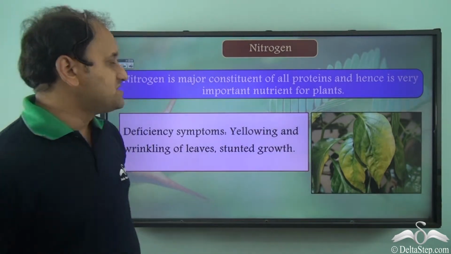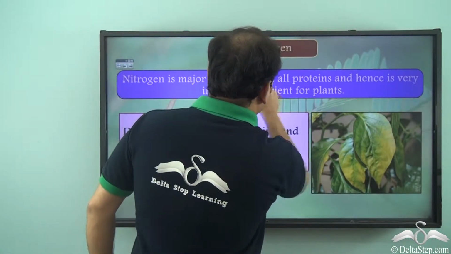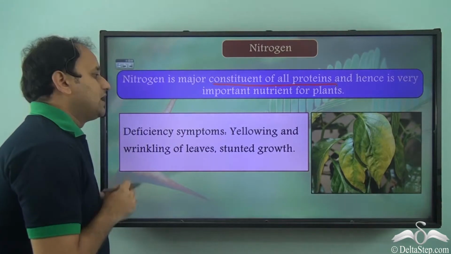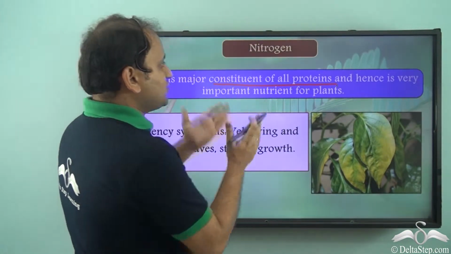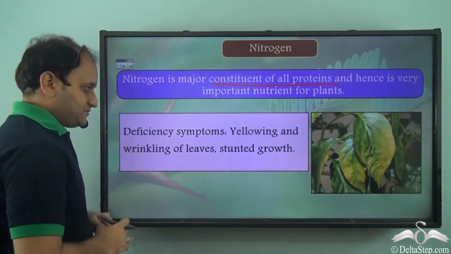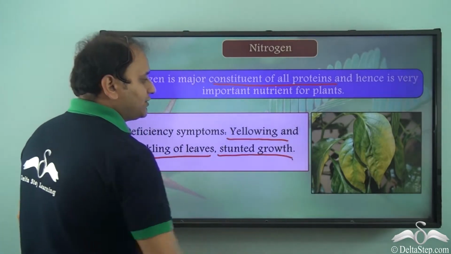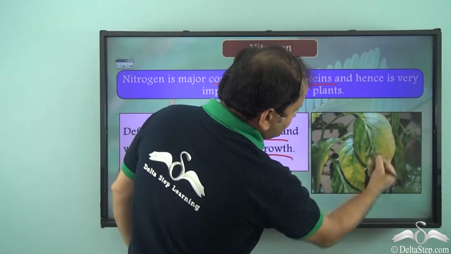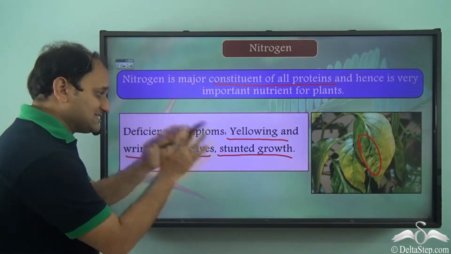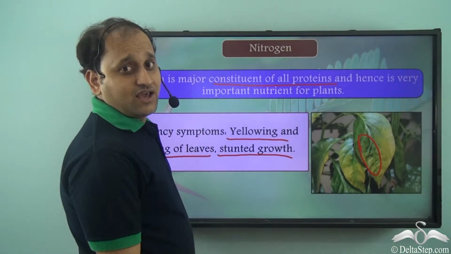So, first of all, let's talk about nitrogen. Nitrogen is a major constituent of all proteins and hence is a very important nutrient for plants. Now, what if there is a deficiency of nitrogen? Well, you will see the following symptoms: yellowing and wrinkling of leaves as well as stunted growth. As you can see in the image, leaves become yellow and there is visible wrinkling. This happens because of a shortage of nitrogen in the plant.